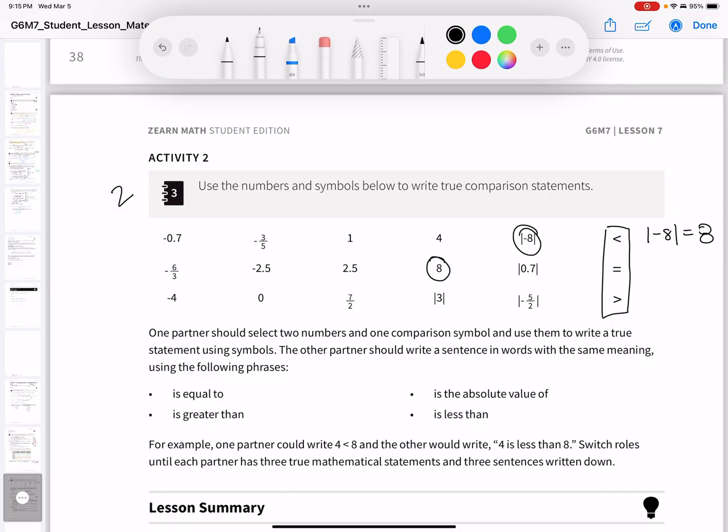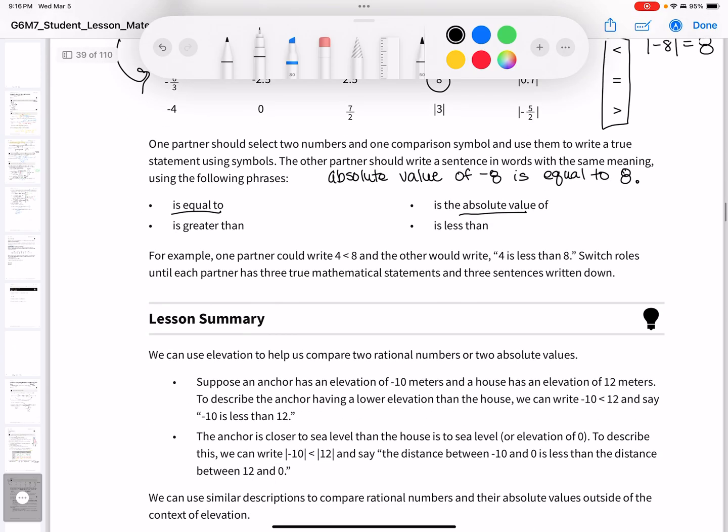So then I would come down here and I would say the absolute value of negative 8 is equal to 8. So see how I'm using the terms here, right? Okay, so you have 2 more that I want you to do using these numbers. And then you can review your lesson summary.